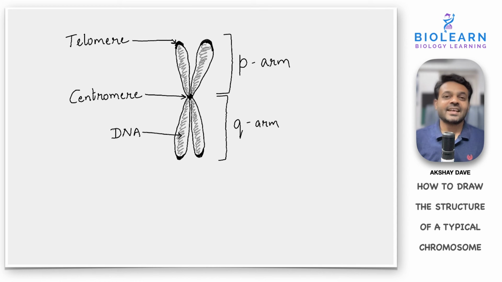Labels done. Now the final step is to add an appropriate title, and that is below the diagram. So the title is Structure of a Typical Chromosome.